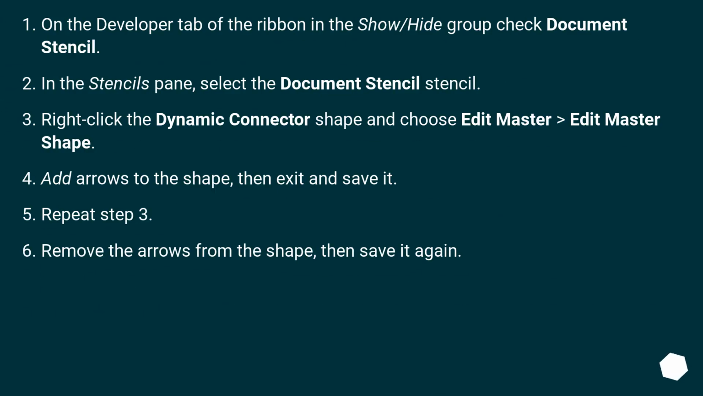On the Developer tab of the ribbon in the Show/Hide group, check Document Stencil. In the Stencils pane, select the document stencil. Right-click the dynamic connector shape and choose Edit Master, Edit Master Shape. Add arrows to the shape, then exit and save it. Repeat step 3. Remove the arrows from the shape, then save it again.